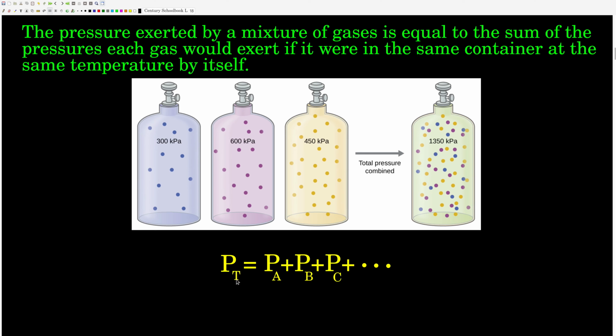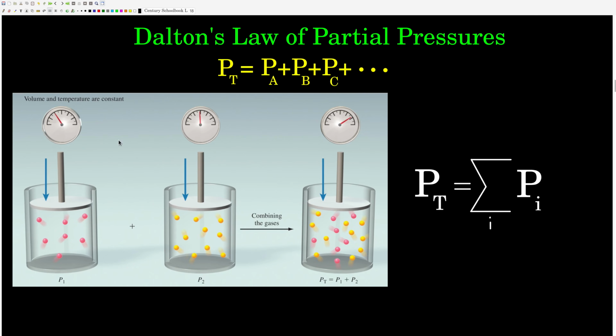Or we can say that the total pressure, P sub T, is equal to P sub A plus P sub B plus P sub C plus however many gases there are. So that idea right there, that is Dalton's law of partial pressures.